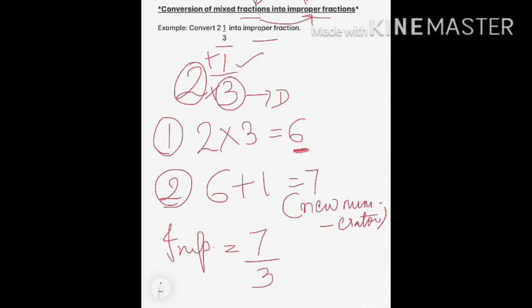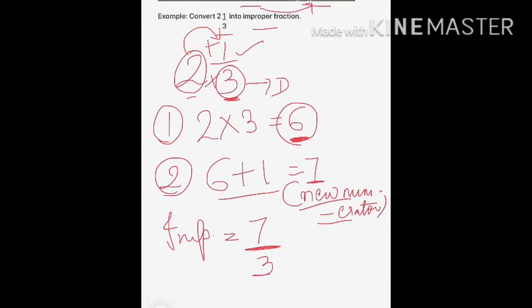Okay, so what you have to do, first you have to multiply the whole number with the denominator, and then to whatever answer you are getting here, you have to add the numerator. Then you will get a new numerator, and the denominator remains the same. So what was the denominator here? 3. So this is the way of converting a mixed into an improper fraction.